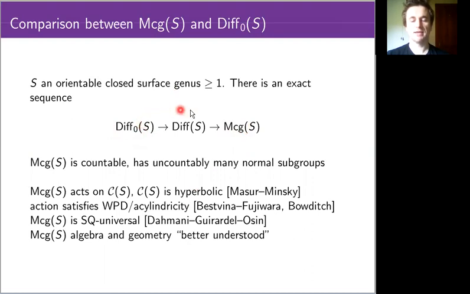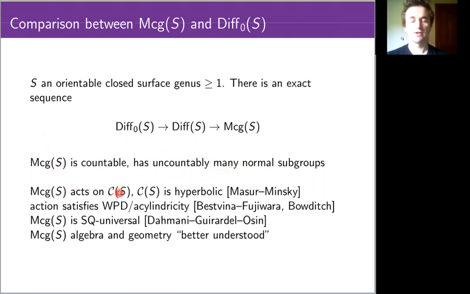Now these two groups appear on opposite ends of a short exact sequence that defines the mapping class group. So you might guess that these two groups have in some ways the opposite behavior. And in most cases, I suppose that's true. So for a start, the mapping class group is a countable group. It's finitely generated by Dehn twists, as was shown by Dehn and Lickorish. But it has uncountably many normal subgroups. This can be seen by using geometric group theory.